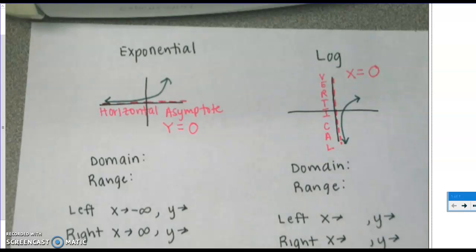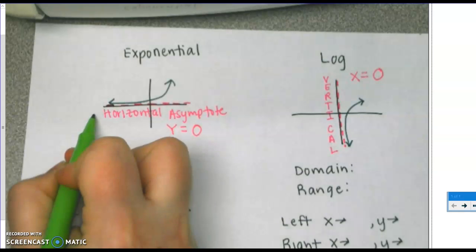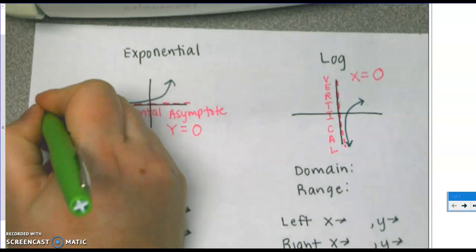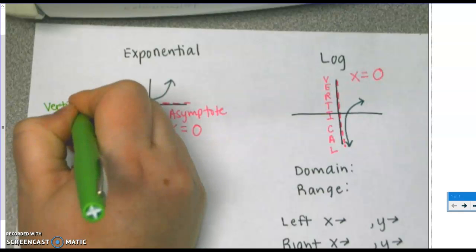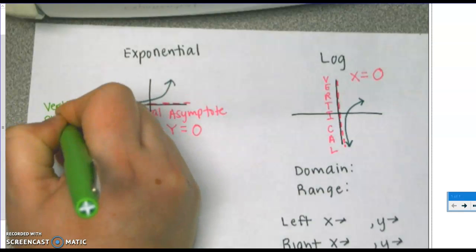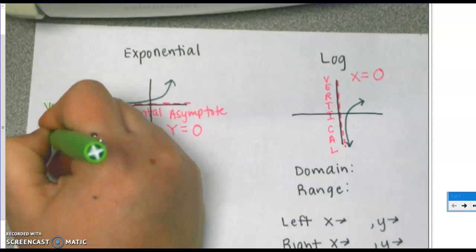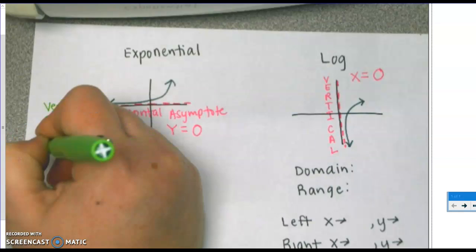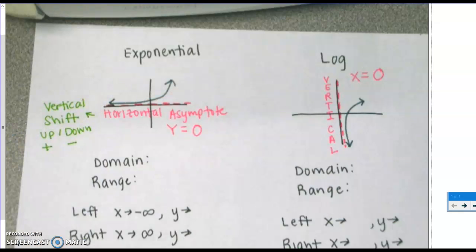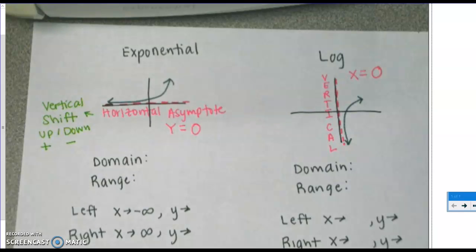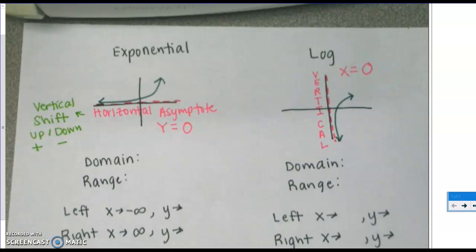The easiest way to tell where the asymptote is going to be is by looking at the equation. A horizontal asymptote is affected by a vertical shift, right, up or down. So that's the plus and minus numbers that are at the end of equations. If it's an exponential equation and you see a plus at the end, that horizontal asymptote has shifted up. If you see a minus at the end, it has shifted down.